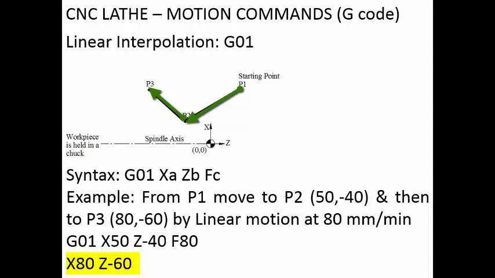So from P2 to P3 it will move along a straight line at a rate of 80 millimeter per minute. So in this way, whenever we want the straight line motion, it may be for taper turning, or for turning operation, or for facing operation, or for any other profile operation where the two points are connected by a straight line, we can use G01.